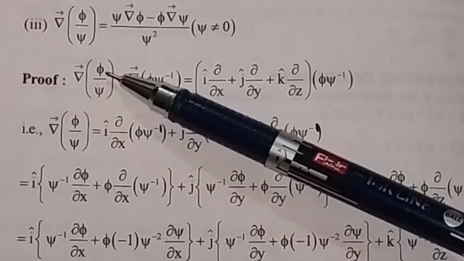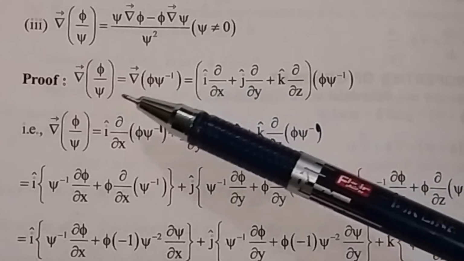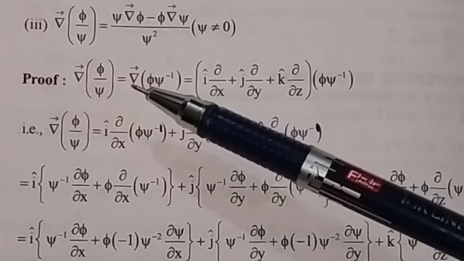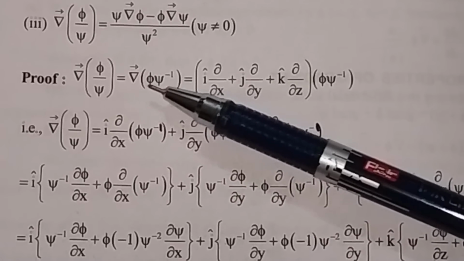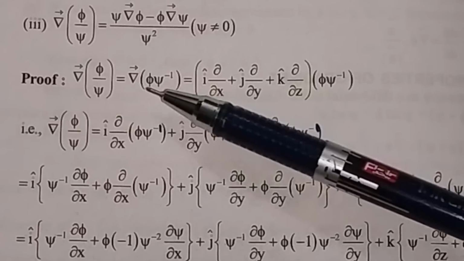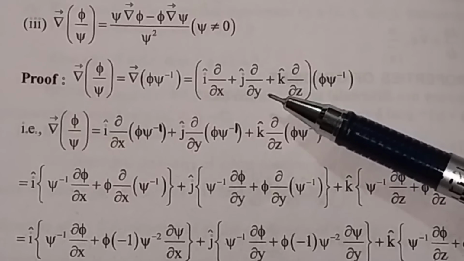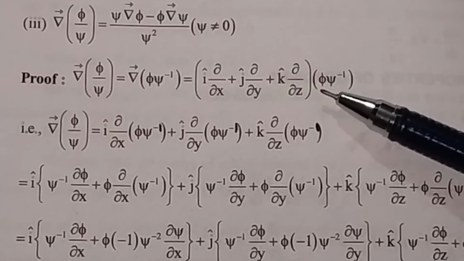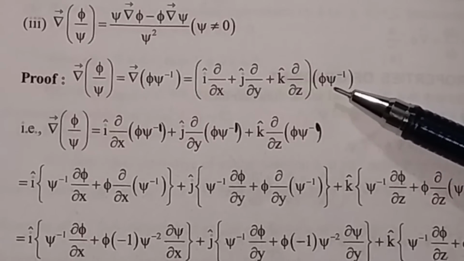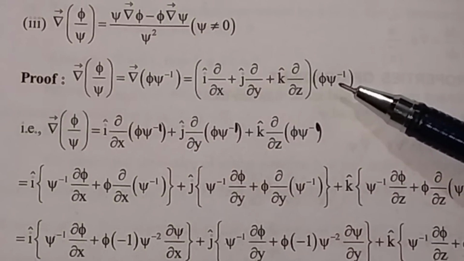So gradient of phi by psi can be written as gradient of phi psi inverse, and that is equal to the del operator. As I have told you, gradient can be represented in terms of del operator, and del operator is nothing but this: i cap partial derivative with respect to x, j cap partial derivative with respect to y, k cap partial derivative with respect to z. So this is the del operator and this is the product function. Now the division function I have converted into a product function, and these are two scalar functions. One is phi, another one is your psi inverse.